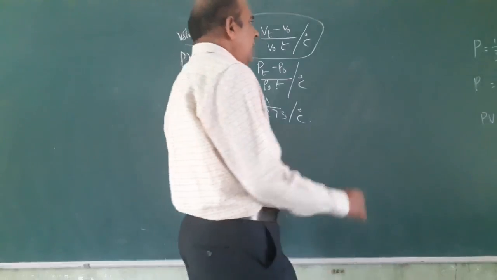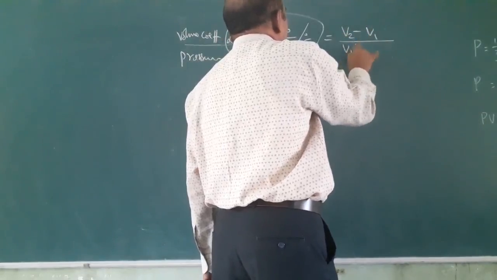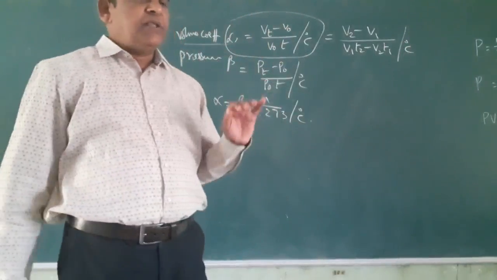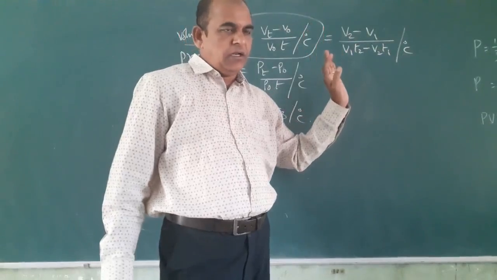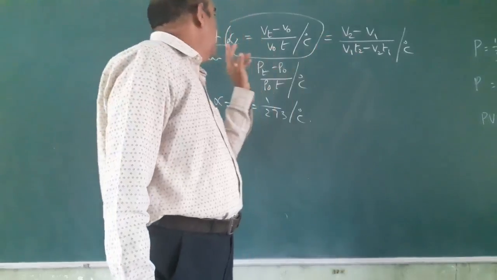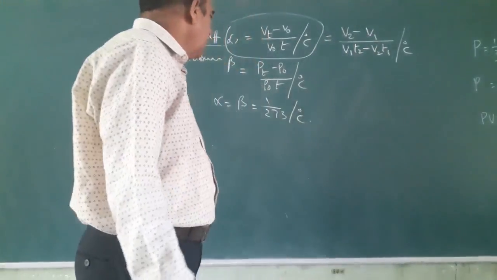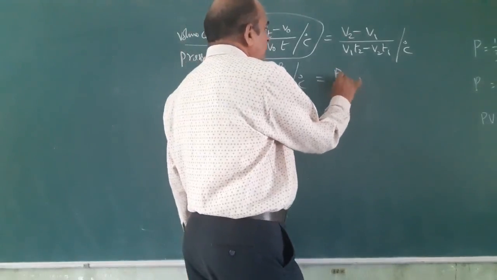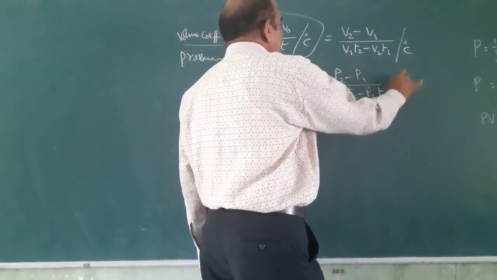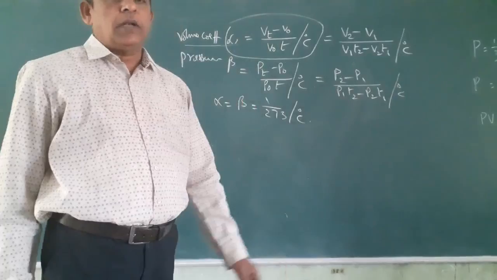One more formula for alpha is (V2 minus V1) by (V1 T2 minus V2 T1) per degree centigrade. Suppose at a temperature of T1, the volume of the gas is V1, and at a temperature of T2, the volume of the gas is V2 under constant pressure. Then the volume coefficient alpha is equal to (V2 minus V1) by (V1 T2 minus V2 T1). Similarly, for the pressure coefficient, the formula is (P2 minus P1) by (P1 T2 minus P2 T1) per degree centigrade. And for all gases, alpha and beta are equal.